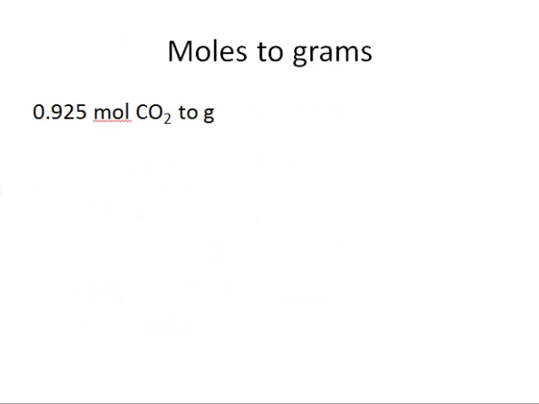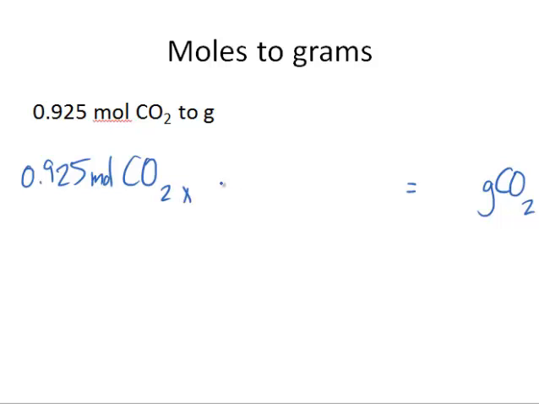Okay, so in the first problem, you're converting moles to grams, 0.925 moles of CO2 into grams. So you write 0.925 moles of CO2 where you write the given on the left side. And you write grams of CO2 on the right side. Again, remember, because we're going from moles to grams, we're given the moles, so you want to cancel the moles by writing it at the bottom. And you write grams on the top, because notice the top of the answer always matches the answer.